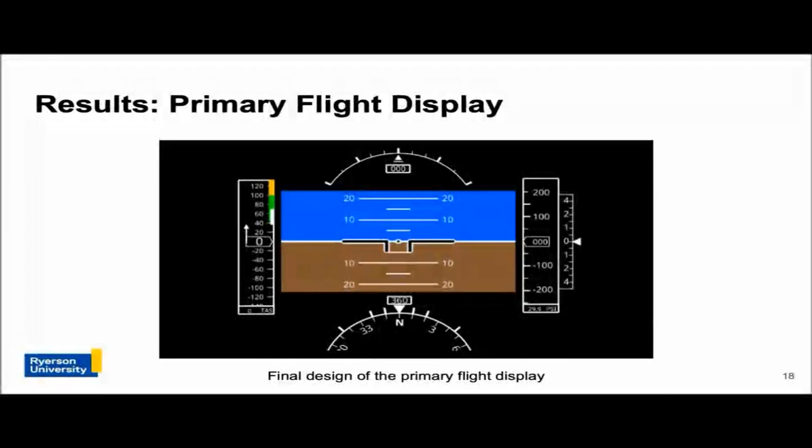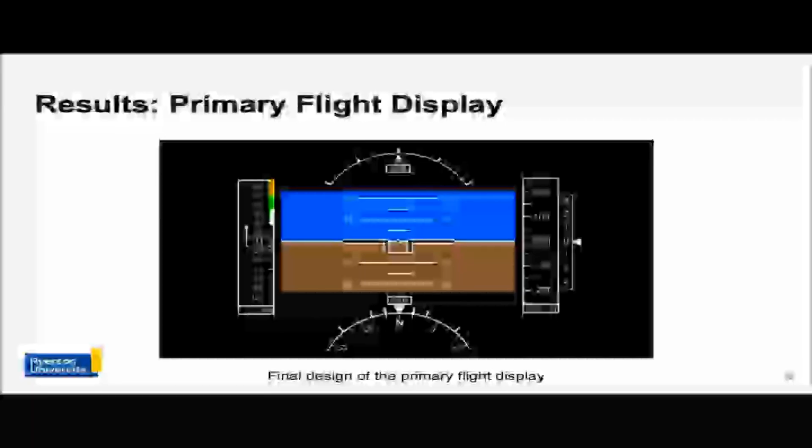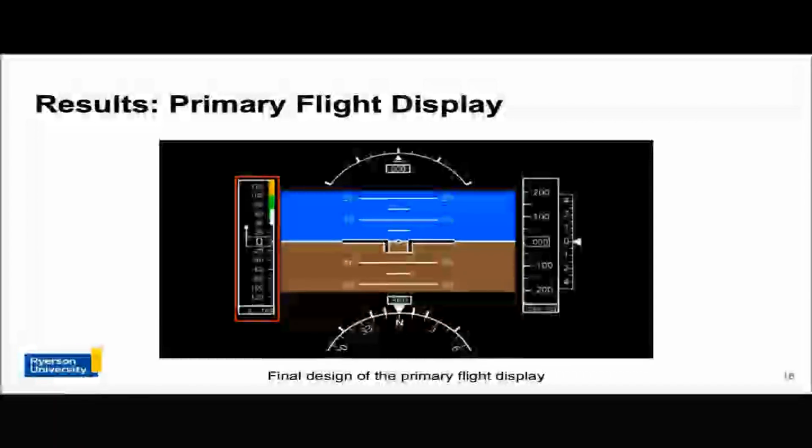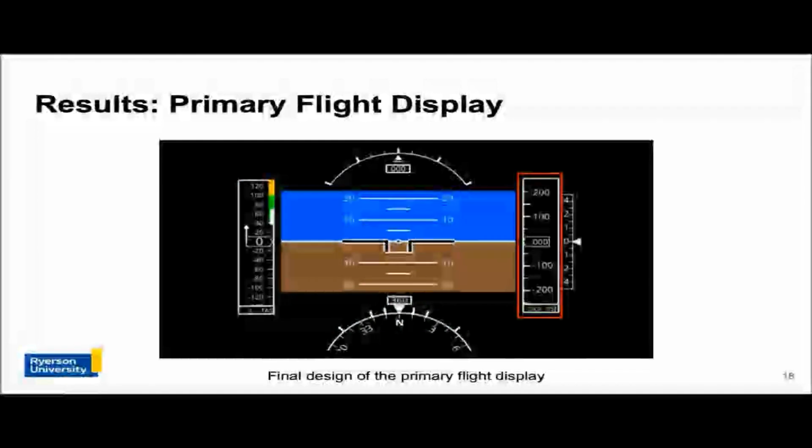The primary flight display is shown here. It includes only the flight and navigation instruments required by law on every aircraft. These are the airspeed indicator, the altimeter, the attitude indicator, the heading indicator, the vertical speed indicator, and the turn and slip coordinator. This was done to minimize clutter and distraction and improve pilot situational awareness.